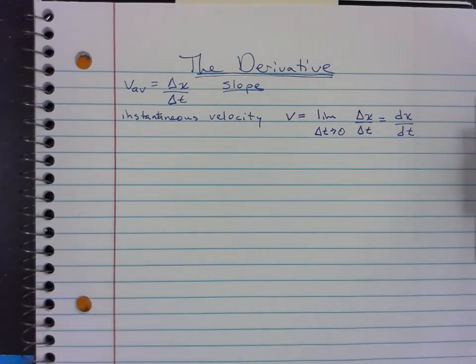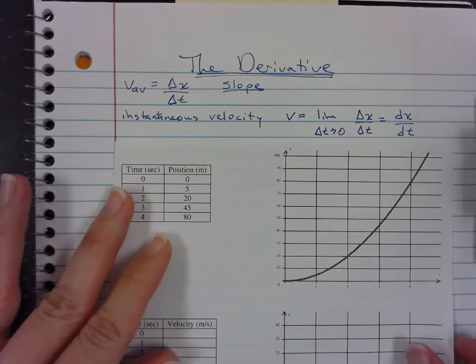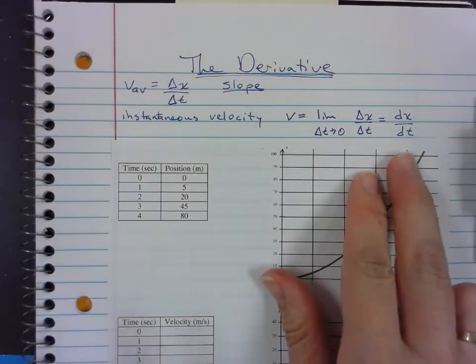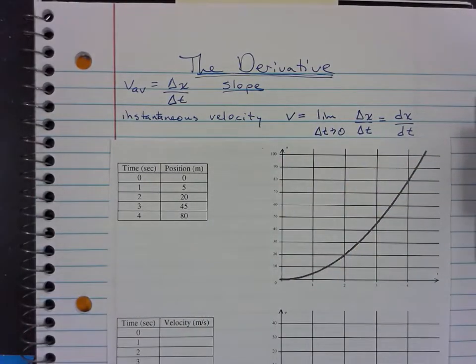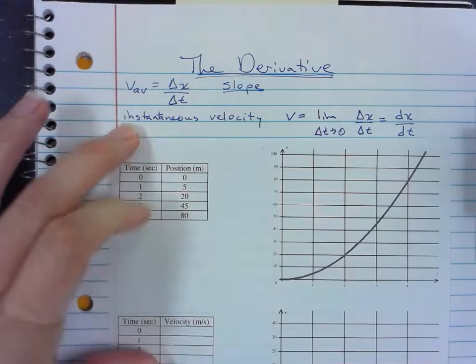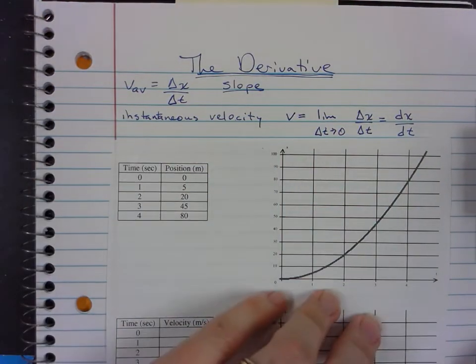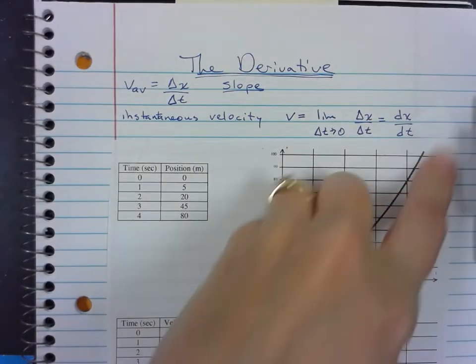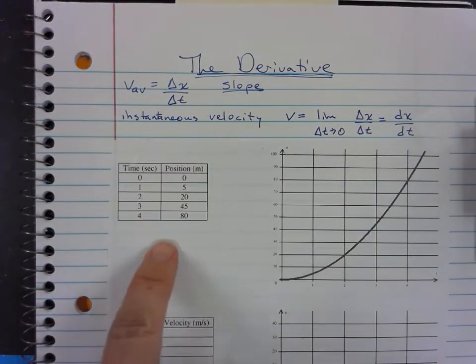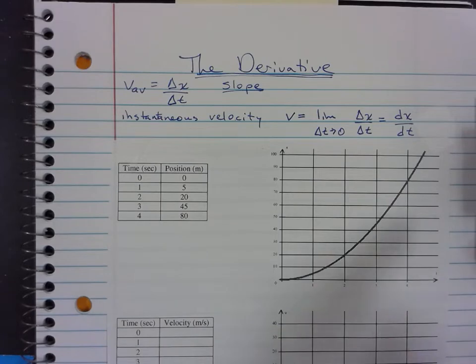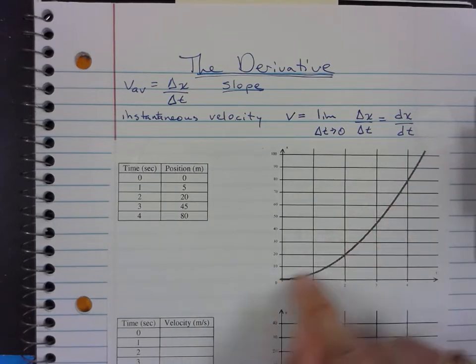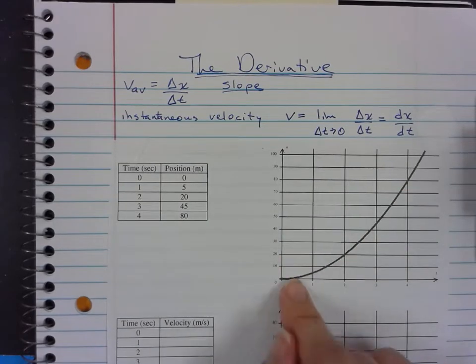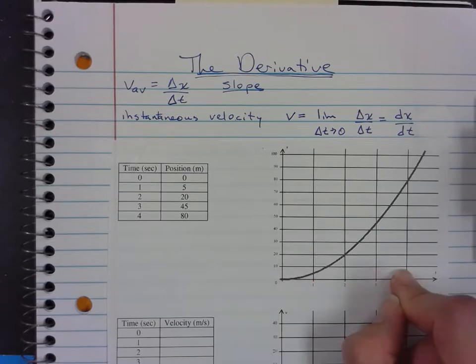So I have some graphs, and I pre-made them so that they'll look good, because you can imagine me trying to draw that specific a graph. So you can see this is a position versus time graph. I've given you the points here. And the important thing I want you to notice about this is it's an upward curve. This is not an object traveling at a constant velocity.